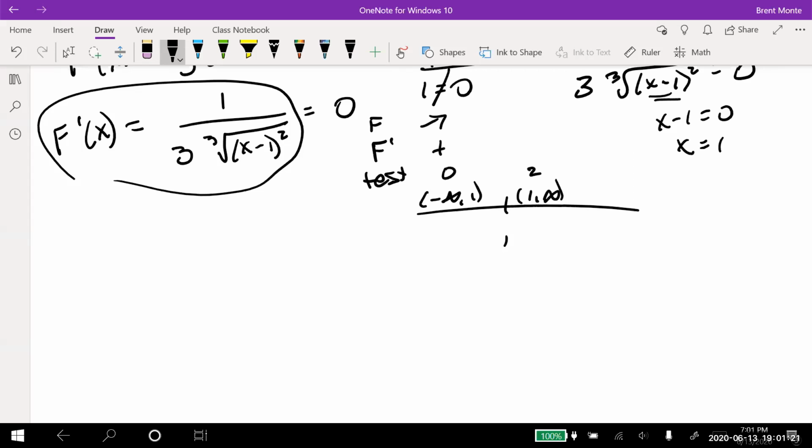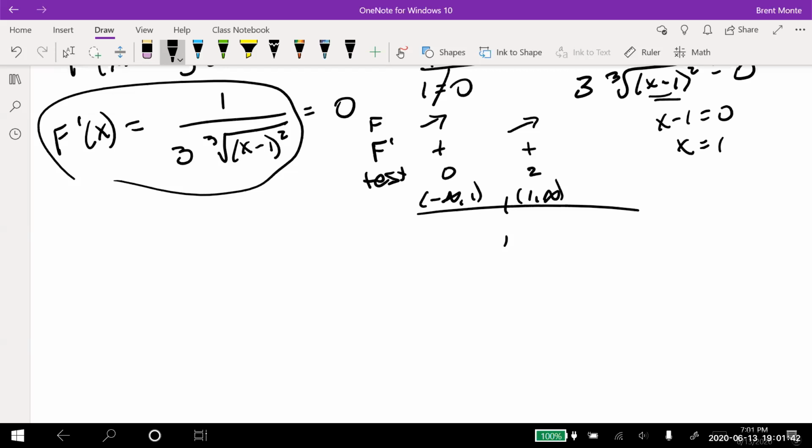If I plug in 2 there, 2 minus 1 is positive 1. I squared it, it's still positive. Everything on the bottom keeps it positive. Positive over positive is still positive. The graph's still going up. Wait a second, the graph goes up and then it keeps going up.